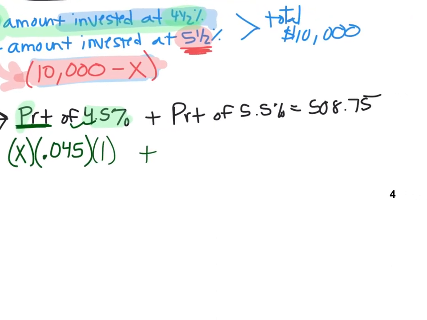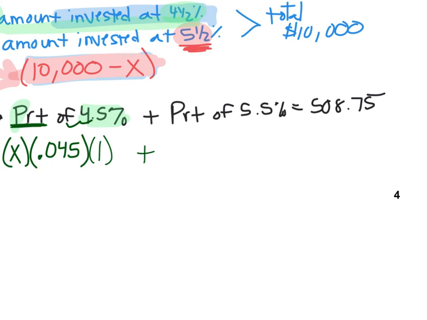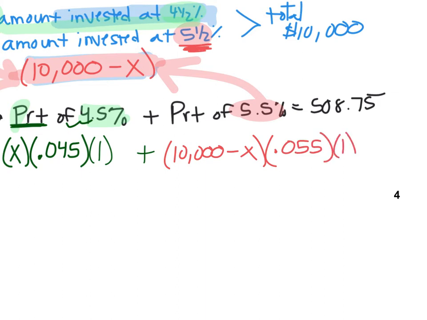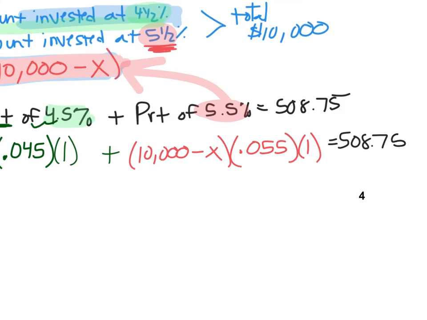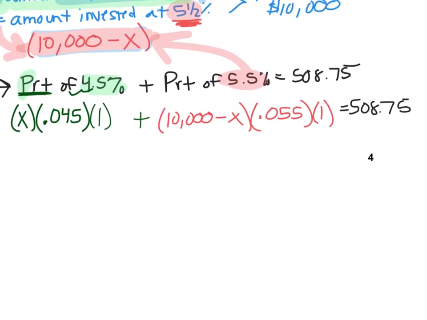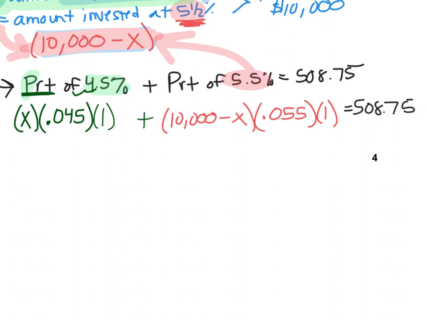Now let's do the same thing for our 5.5%. We said our 5.5% amount was going to be this 10,000 minus X. So here we'd have 10,000 minus X. This rate is 5.5%, so 0.055, and our time again is 1. And we can keep that equal to $508.75. So now we have an equation that only has X in it, only one variable, and we can go ahead and solve. The most important part on all of these is setting up your equations, because I know you can solve them from there.